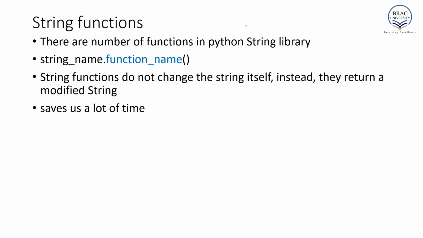Now we will look at some built-in string functions. There are a number of string functions in the Python string library. To call a built-in string function, first I need to provide the string or the variable in which the string is stored. Then I need to provide a dot, and then I simply write the function name. And if the function needs an argument in between the brackets, I provide it.